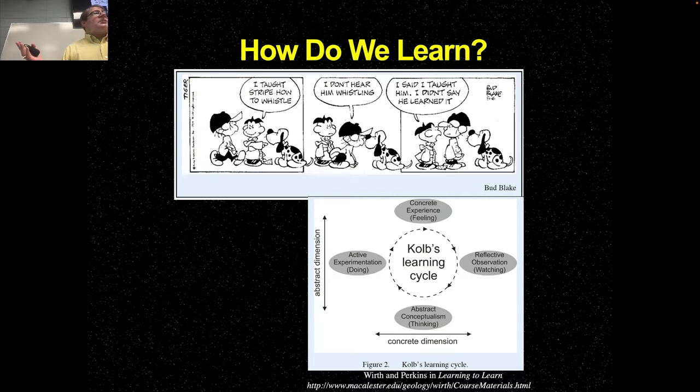You might be making some observations about the world, right? You know that the sky is blue when it's not cloudy. You know a variety of things, right? We have reflective observation, right? We have abstract conceptualism, how we think about things. We have active experimentation. Where do you do that in chemistry?